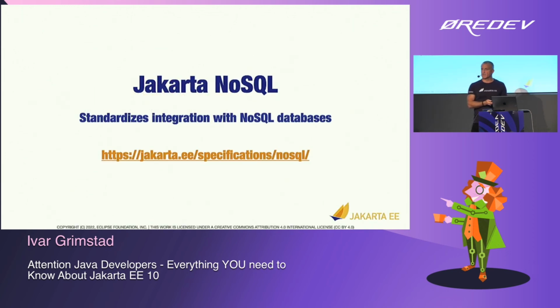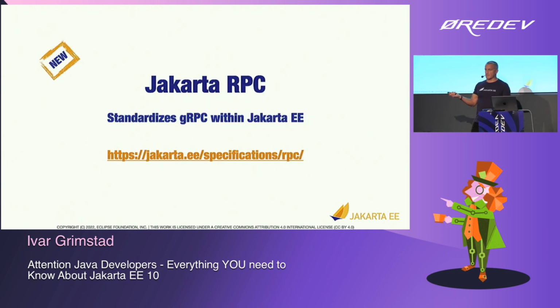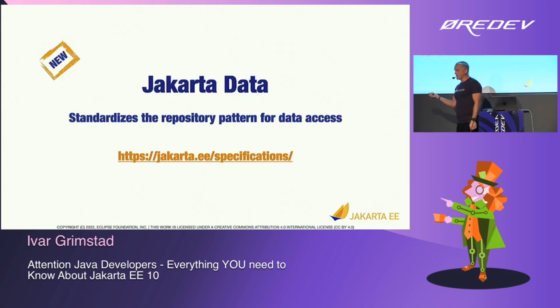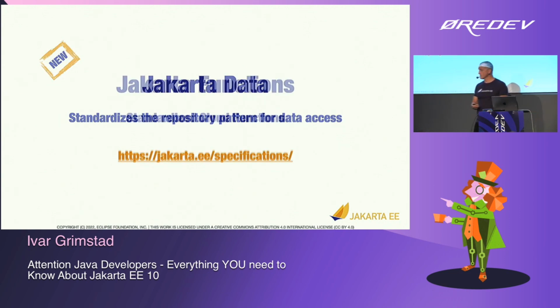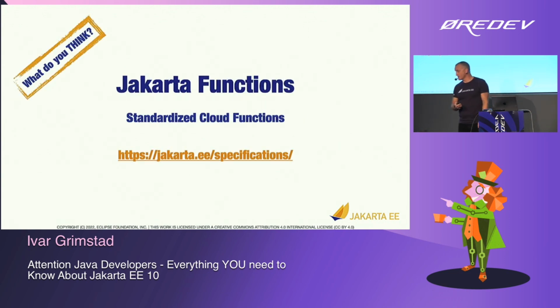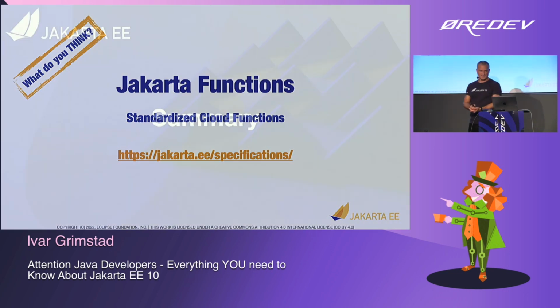Jakarta NoSQL is standardizing NoSQL databases in the same way as JPA is standardizing relational databases. There's a new spec for standardizing gRPC within Jakarta EE. We're looking at Jakarta Data, which is similar to Spring Data, to standardize the repository pattern, so we can generate database stuff for you. Just define the interface and it will figure it out. Jakarta Function is something I would like to see. Nobody has talked about this but me, but how about standardizing something around cloud functions? I don't know. If you think it's a good idea, go on a mailing list and tell us.